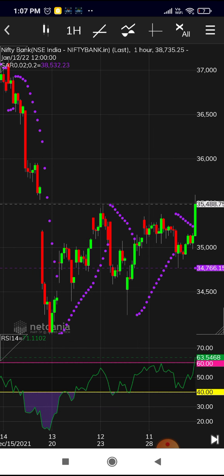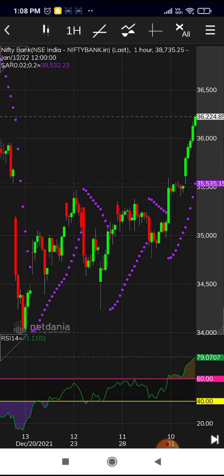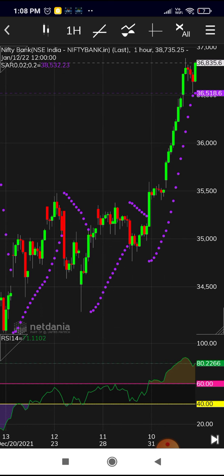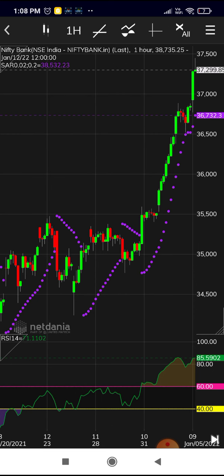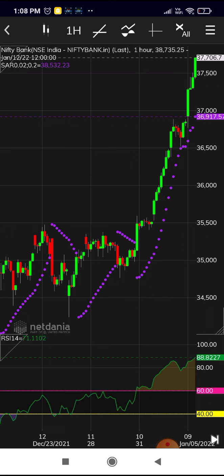I'll scroll it to the right, and you'll find that the price started moving up and the dot started going up along with the price. We started from 35,400 something, and at this moment on the chart we are at around 37,000 something. Now let's move forward still further. The dots have risen. The dots will act as your stop loss. So every hour your trailing stop loss will change, and you have to keep the stop loss at the dot value. The previous candle's dot will be your stop loss value.